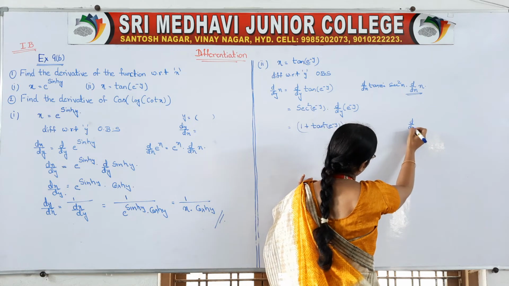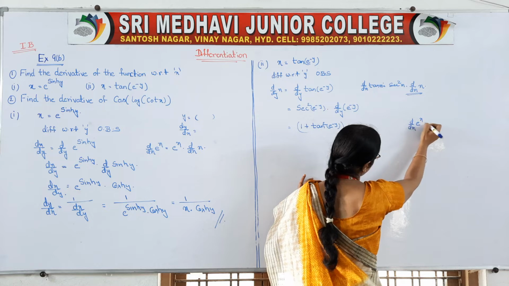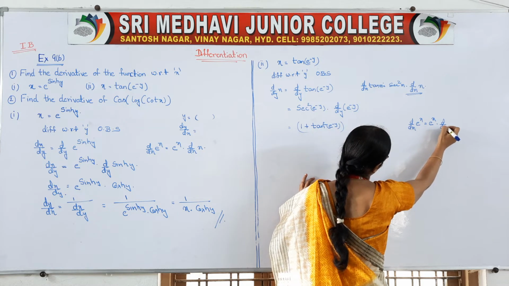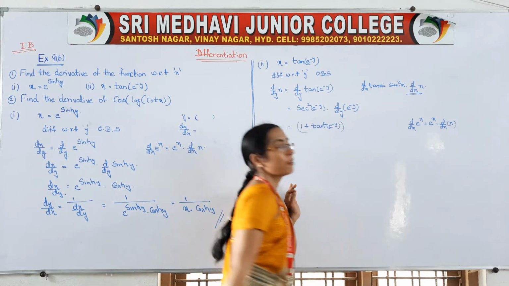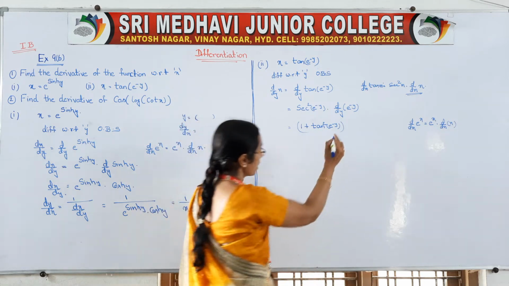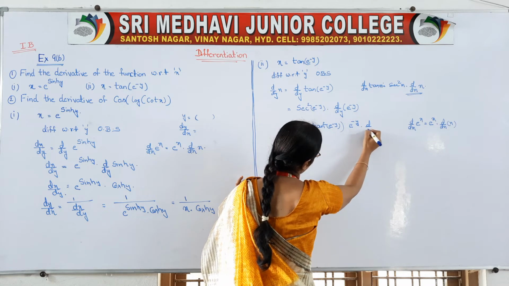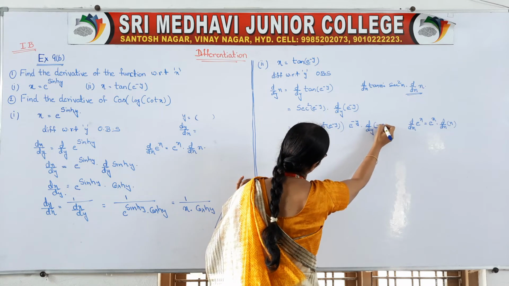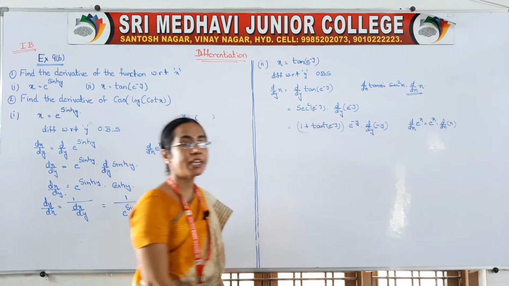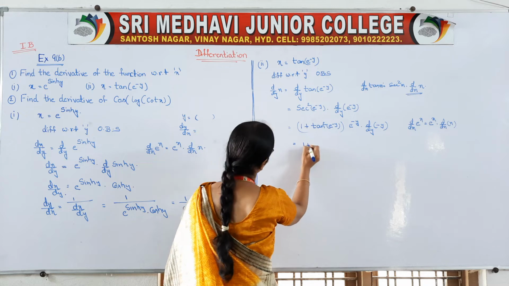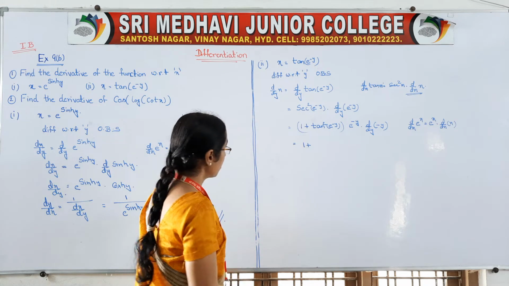What is that? d by dx of e to the power of any variable is e to the power of that variable into d by dx of that variable. So we can write this as e to the power of minus y into d by dy of the variable minus y. Okay, so it is equal to 1 plus, so what is our x?